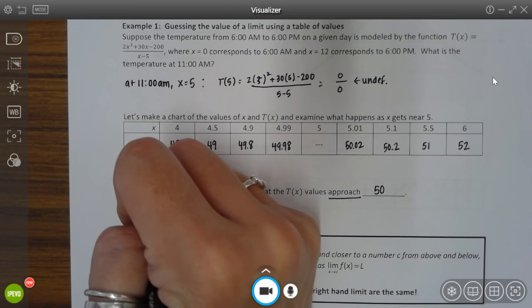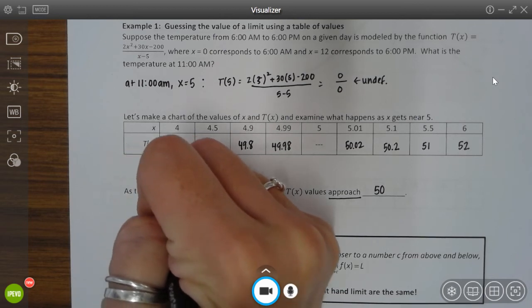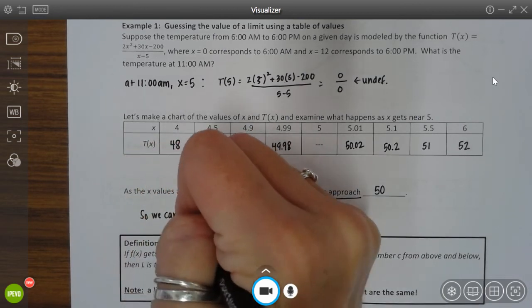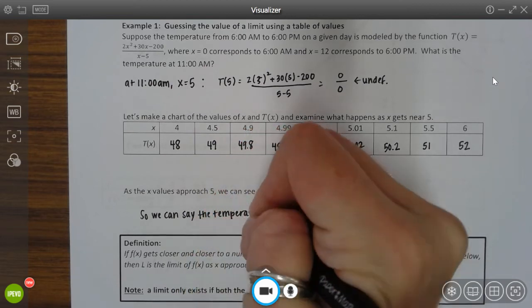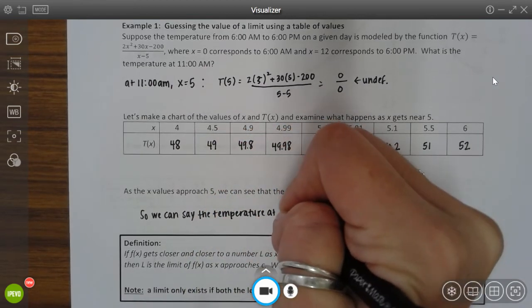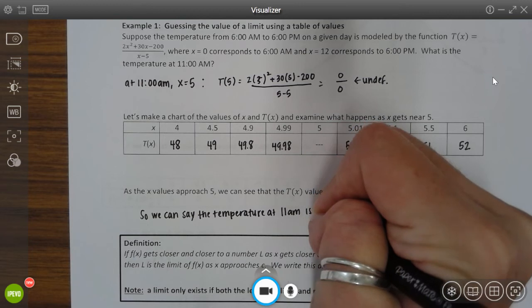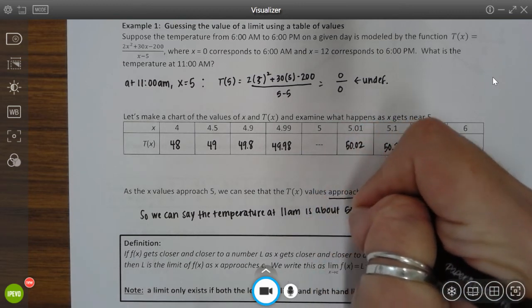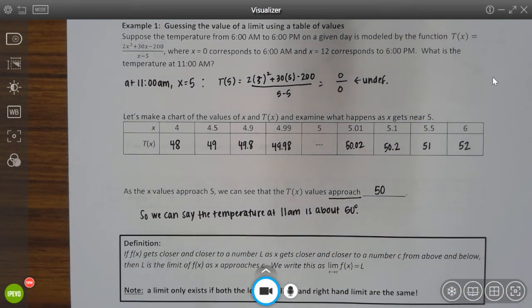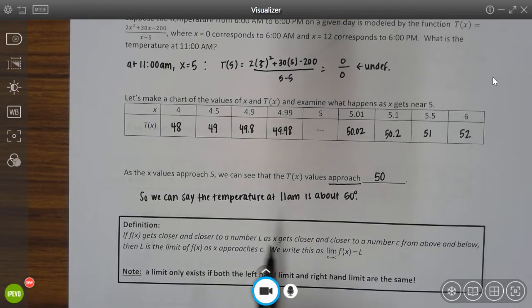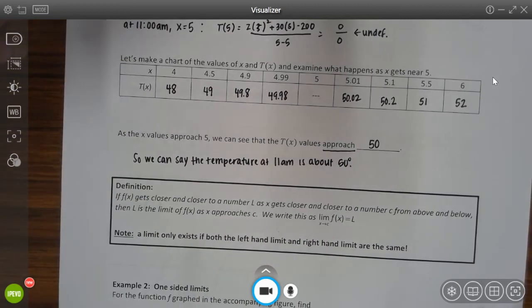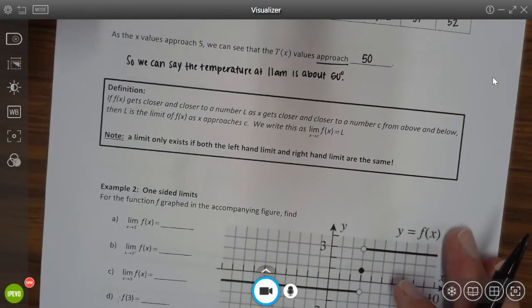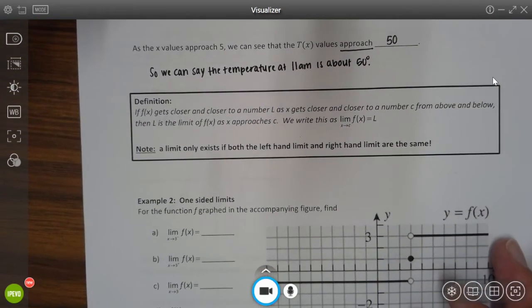So what we can say is, the temperature at 11 a.m. is about 50 degrees. So this is like a real life limit problem. We're saying, okay, as we're approaching this value, the y value, or in this case the temperature, is approaching a value. So that's the introduction to the idea of a limit.